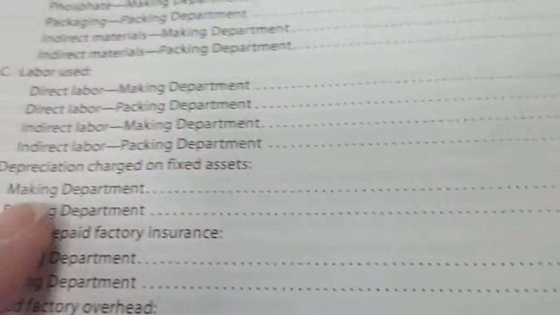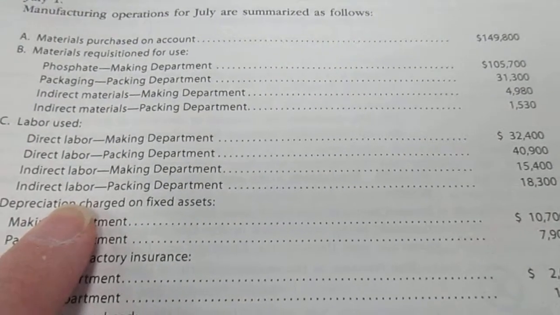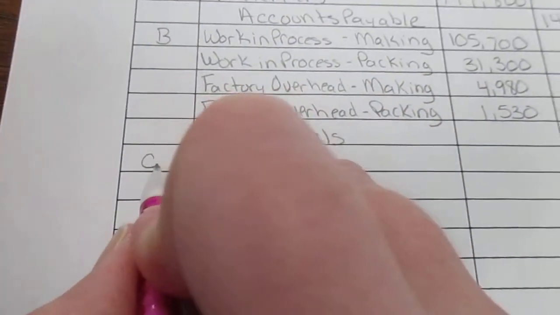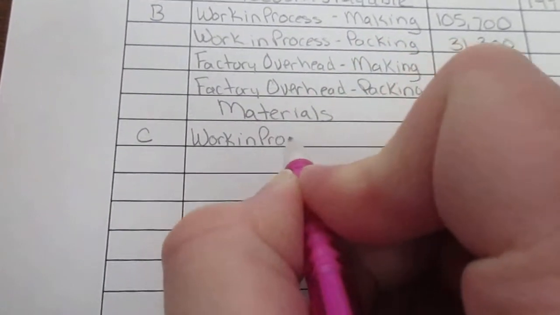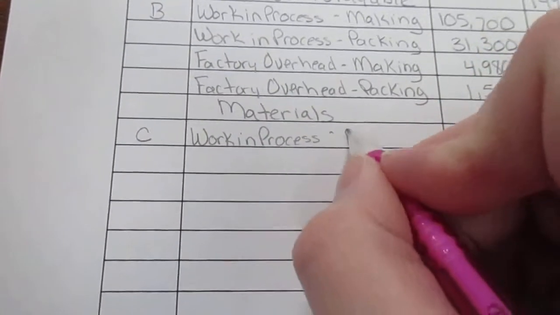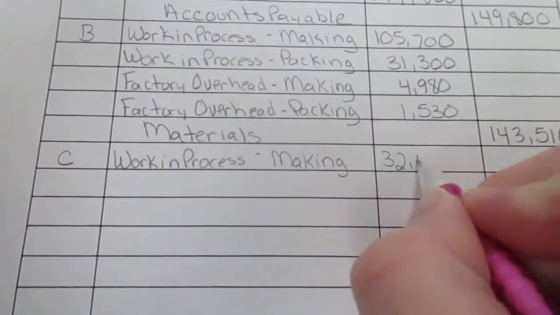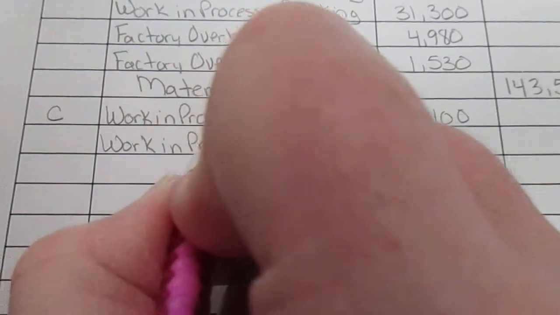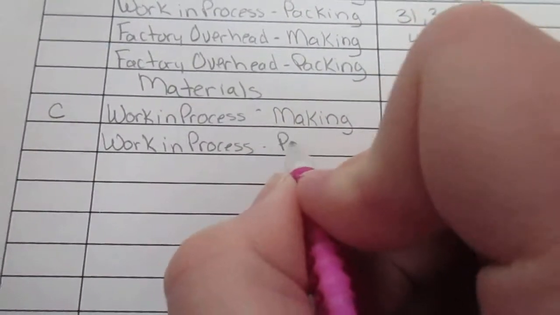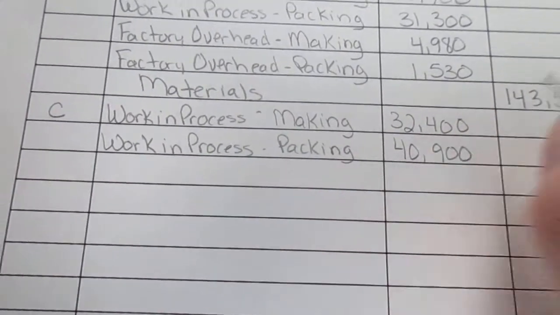Letter C talks about our labor. So we have direct labor for both departments and indirect labor for both departments. Remember, indirect labor is going to go into our factory overhead. So letter C is going to be work in process for our making department, $32,400. Work in process for our packing department, $40,900.